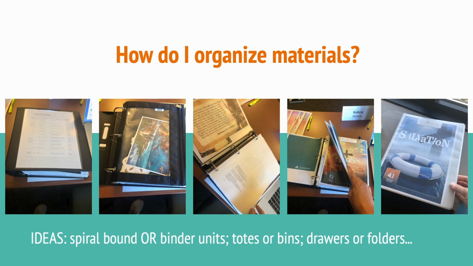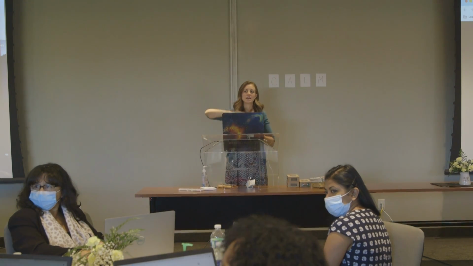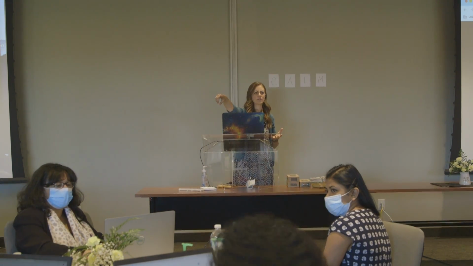So this is the next thing, organizing materials. Ideas are like to have a spiral bound. So I think, Jody, didn't you bring your binder today? Oh, so beautiful. So she just has like, what is that, half-inch binder? Yes. And for each unit, you would have one of these. So there's like, I don't know, 9 units in the year, for example. Or 10 or 12, I forget.